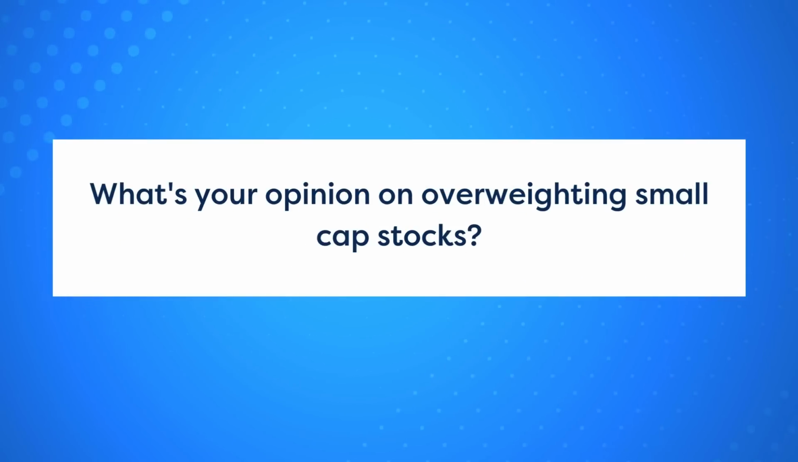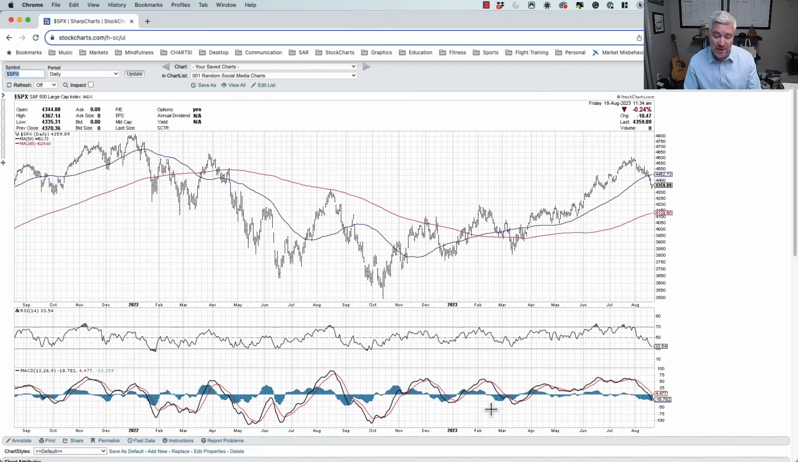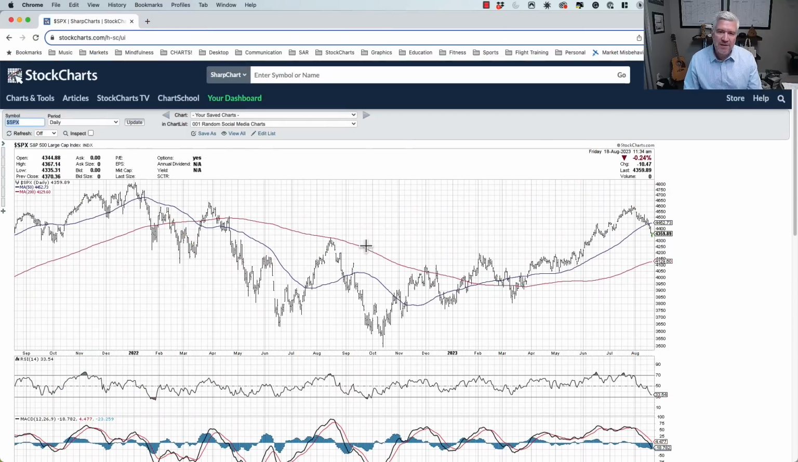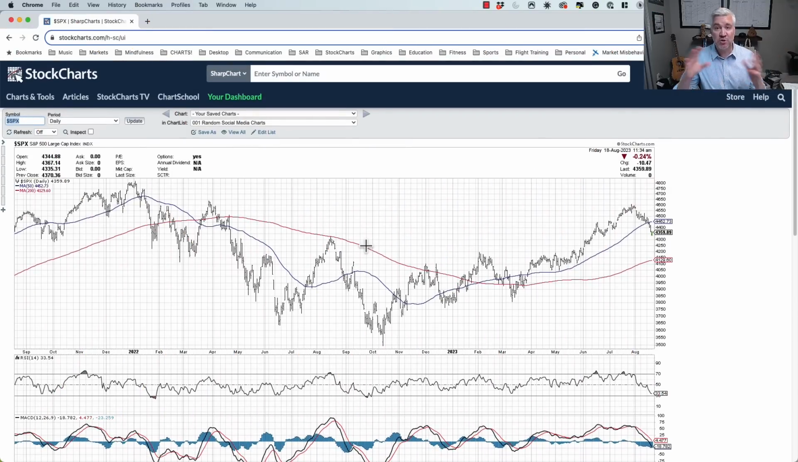Next question. Dave, what's your opinion on overweighting small cap stocks? We actually had a number of questions about small caps this week. Another one, what percent should a person have in small cap stocks or ETFs? So that is a tough question to answer in terms of generalizations, because I think that plays a little bit more to what your portfolio goals are, and this is where I hesitate to make any generalizations about it.